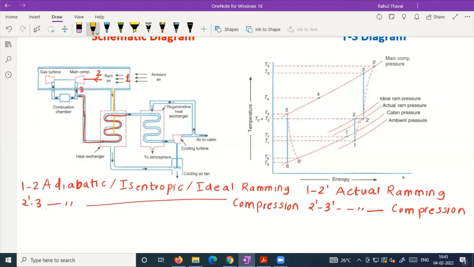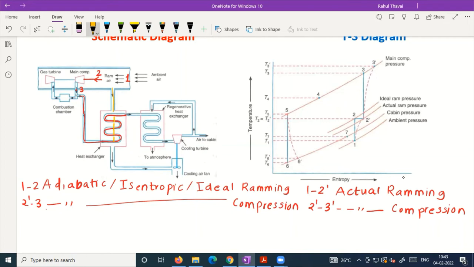Okay, this is compressed air. This rammed air will flow on the tubes inside which the compressed air is flowing. You can see this compressed air, and this is the rammed air. So rammed air will flow on the tubes through which the compressed air is flowing.